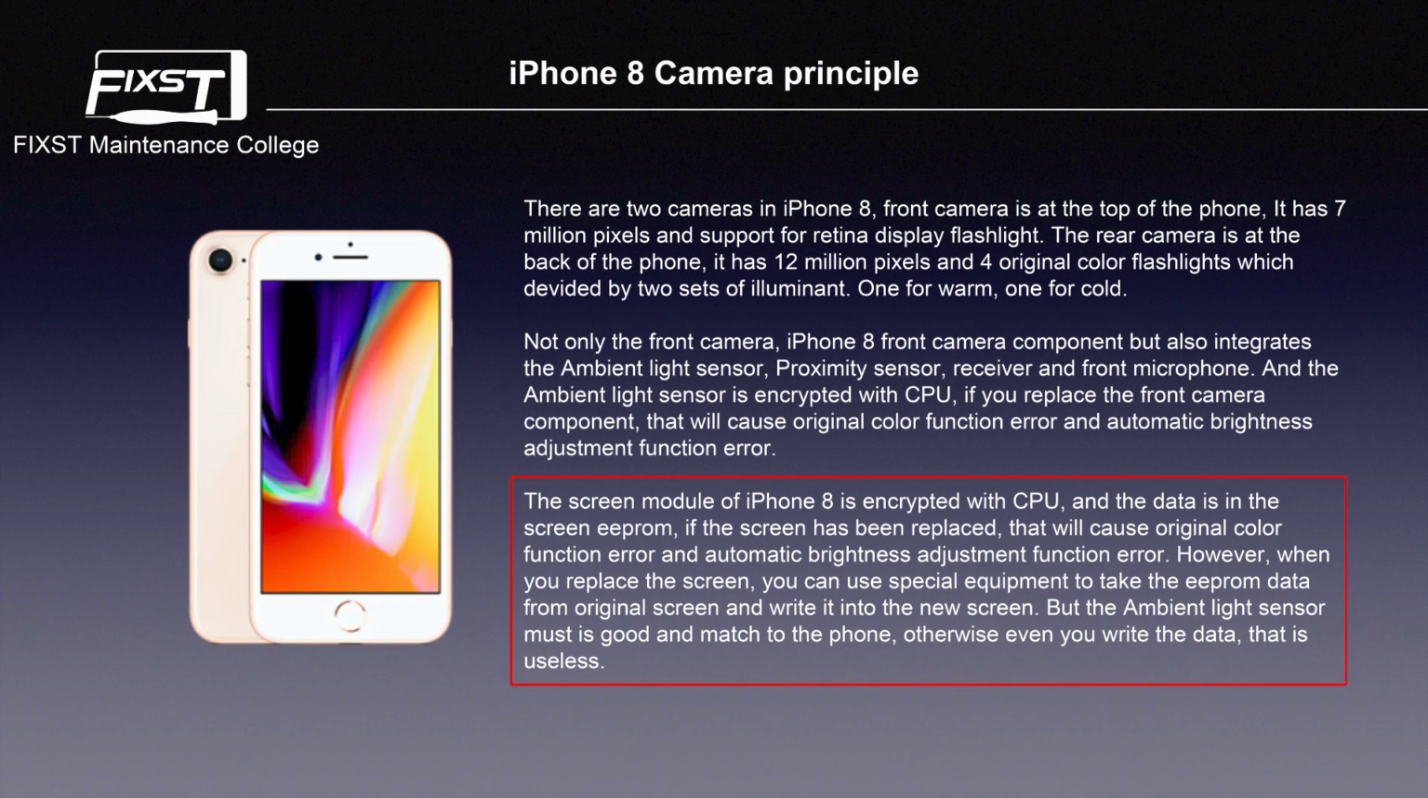The screen module of iPhone 8 is encrypted with the CPU, and the data is in the screen EEPROM. If the screen has been replaced, that will cause True Tone function error and automatic brightness adjustment function error. However, when you replace the screen, you can use special equipment to take the EEPROM data from the original screen and write it into the new screen. But the ambient light sensor needs to be good and match the phone. Otherwise, even if you write the data, it is useless.